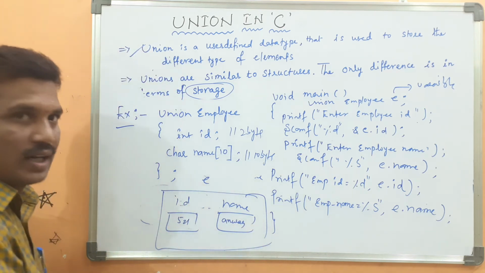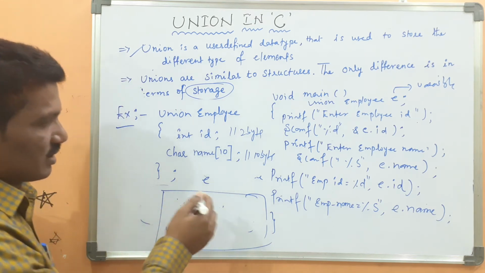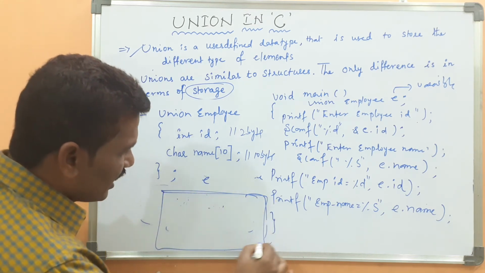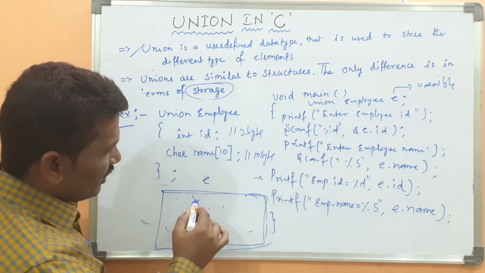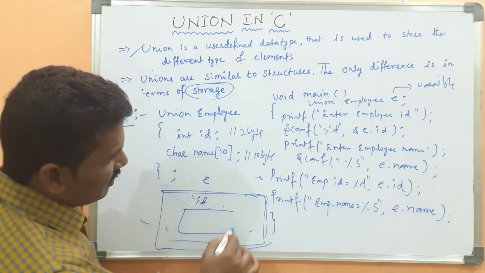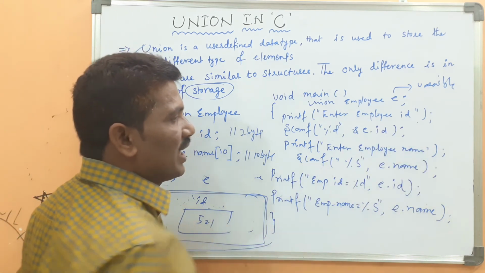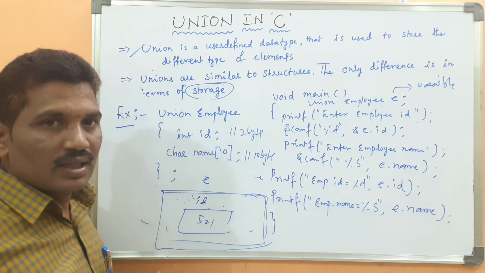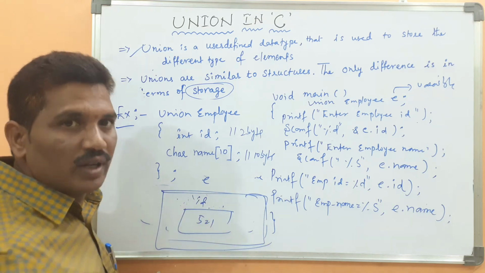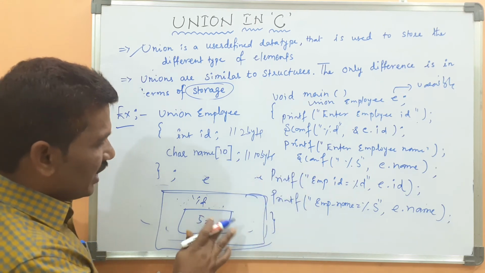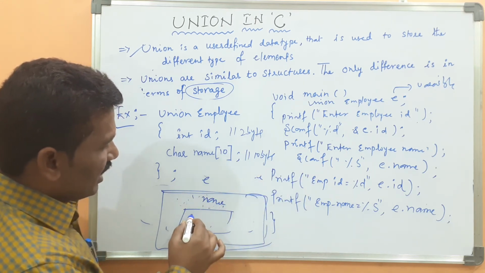Because at a time you can't store both, because it is the same address location. It is shared by all members. First, the ID will be stored, 521. Then after that, enter the employee name. At that time, we are taking the input of the employee name. Whatever data is entered first, it will be overridden. The employee name is Anurag.